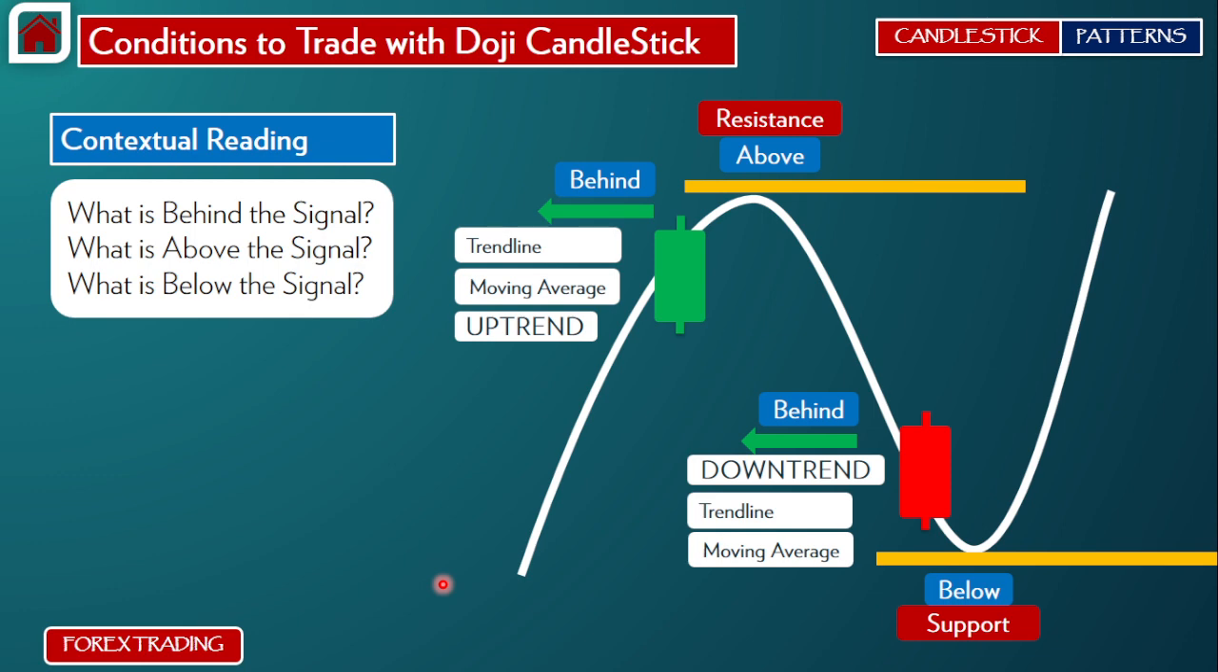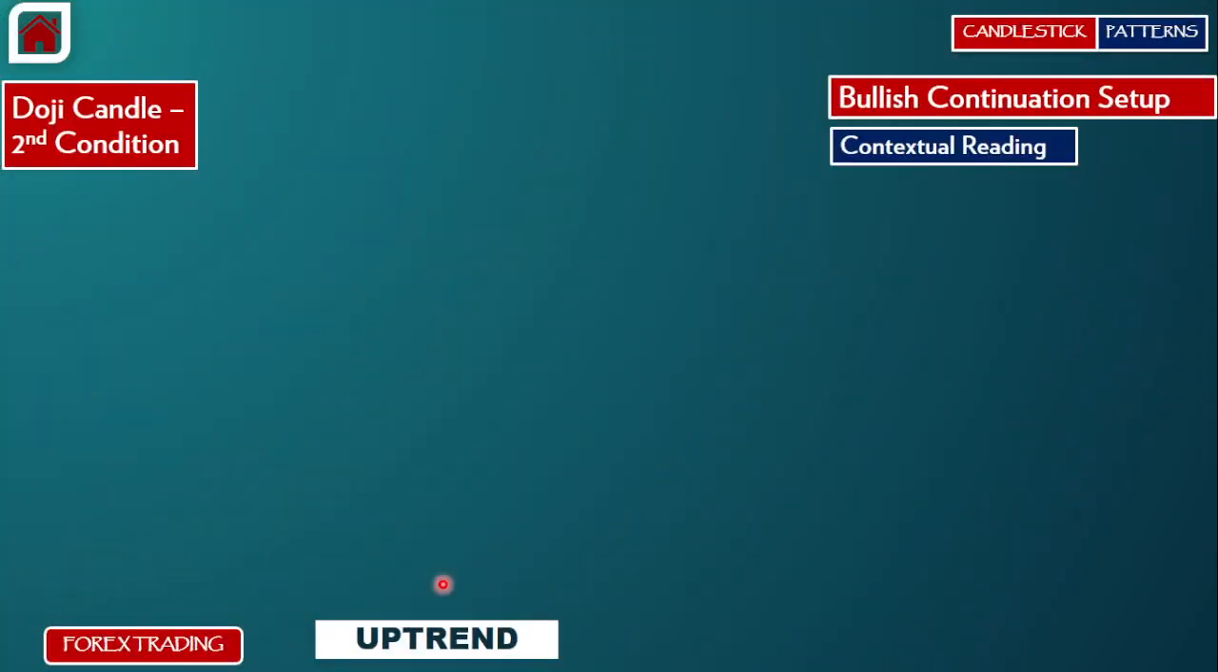Now let's go into our Doji candle analysis. This is the second condition we are going to study, the Doji candle second condition, which is the bullish continuation setup. So let's first do contextual reading.